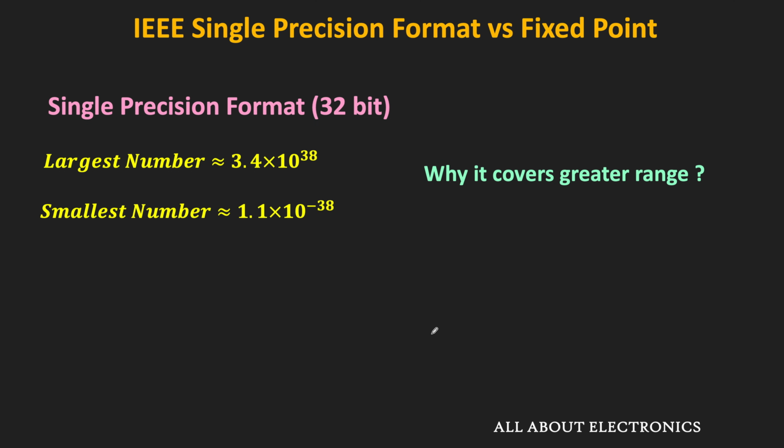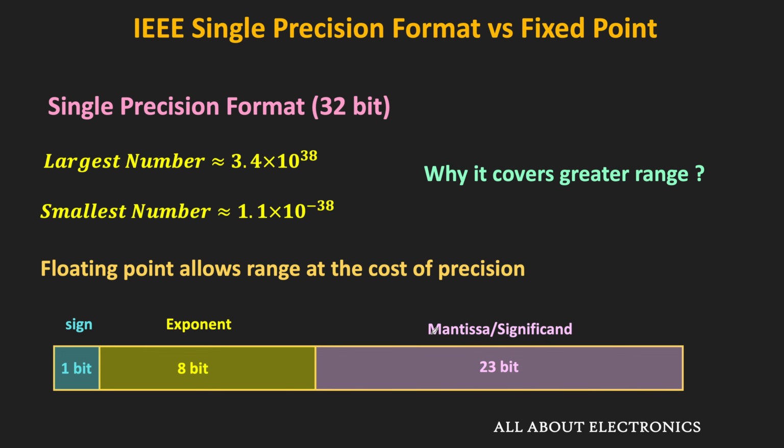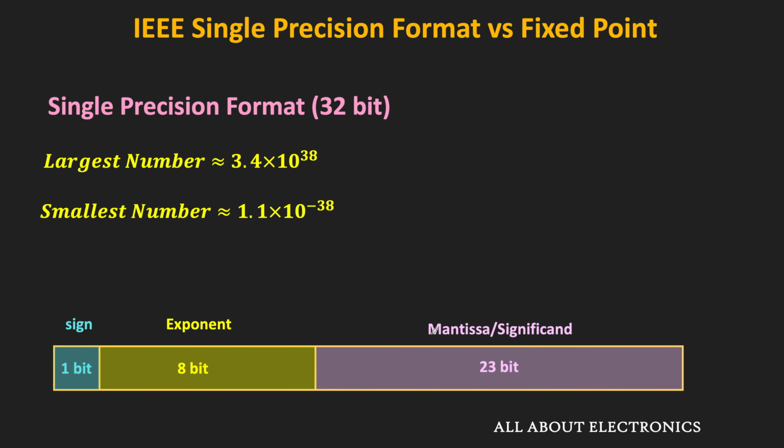The thing is, this floating point number covers the greater range, but at the cost of precision. For example, in this 32-bit floating point representation, 23 bits are reserved for the mantissa. That means in the 32 bits, the precision that we can achieve is up to 23 bits. In decimal, that is equivalent to 7 significant digits after the decimal point. So if you want to represent any number beyond the 7-digit precision, then it cannot be represented accurately in this 32-bit format.